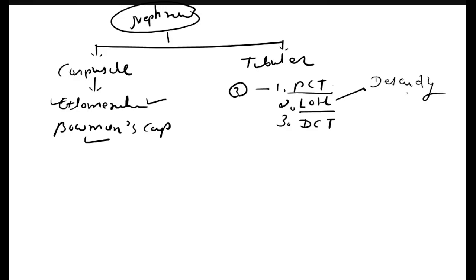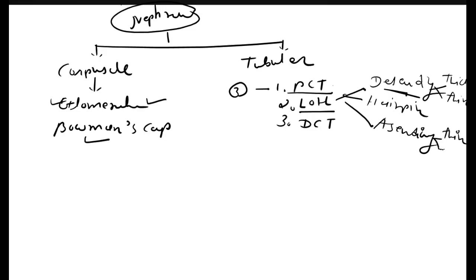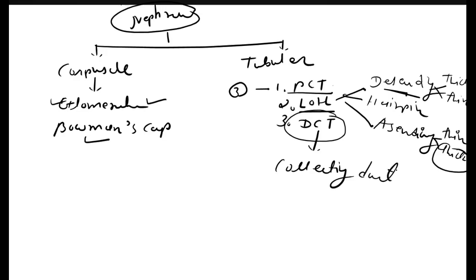Descending limb, then second one is the hairpin bend, and third one is the ascending limb. The descending limb is again divided into two portions, thick and thin. Same way, the ascending limb is also divided into two, thin and thick portion. And the thick ascending tubule continues as the distal convoluted tubule, and the distal convoluted tubule finally enters the collecting duct. Clear? So this is the basic part and structure of the nephron.